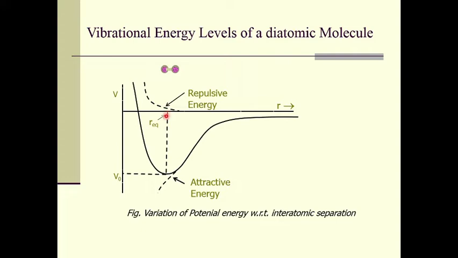If we further try to squeeze the two atoms, right, if we further try to push the two atoms closer, then the repulsive term becomes dominant over the attractive term, right. The repulsive term becomes dominant over the attractive term, and therefore the potential energy of the molecule will increase, right. So the potential energy of the molecule will increase if we further try to reduce the bond distance, right? And therefore the potential energy varies in this region, right?